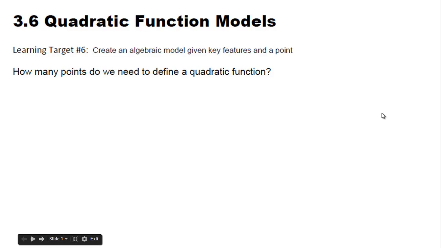Okay, welcome to 3.6 Quadratic Function Models. So this learning target is, what we're going to do is create an algebraic model given the key features and a point. What we've seen so far with our applications is we've actually been given equations. So it might be that the equation models something, but the equation's been given to us. So for the first time, we're going to actually start here creating our own equations.